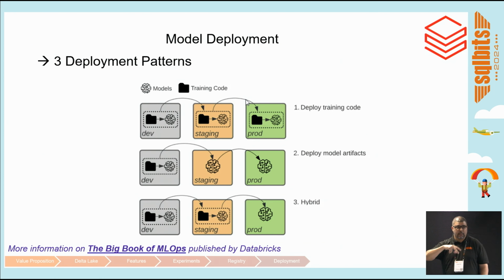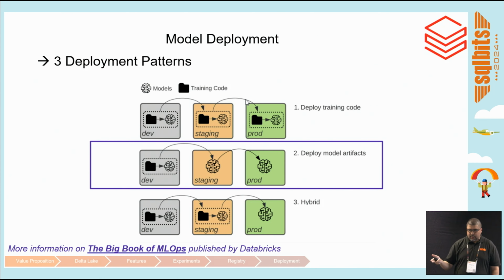I train my model in development. Then after that, I just deploy my model to higher environments. Just train once and just deploy the model. And then I have a hybrid approach that consists of training the model in development and staging, and then just deploying the model in production. So for this demo, we are going to use the approach here in the middle, right? That we're just deploying the model between environments.